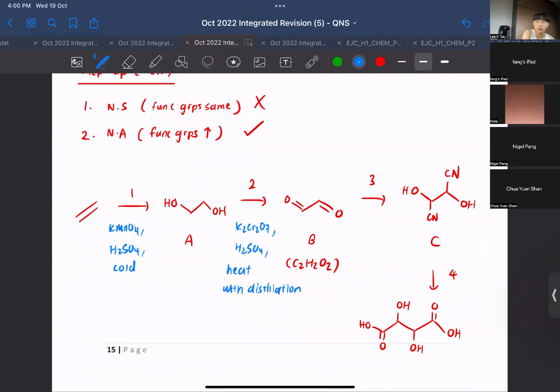Step 3 is the nucleophilic addition. Remember it's cold, not heat. And then step 4 is your acidic hydrolysis, H2SO4 heat. 7 marks: 4 marks for reagents and conditions, 3 marks for your structures. Okay?